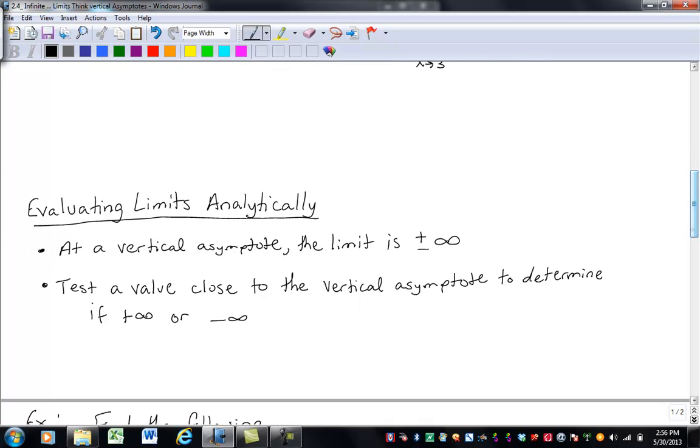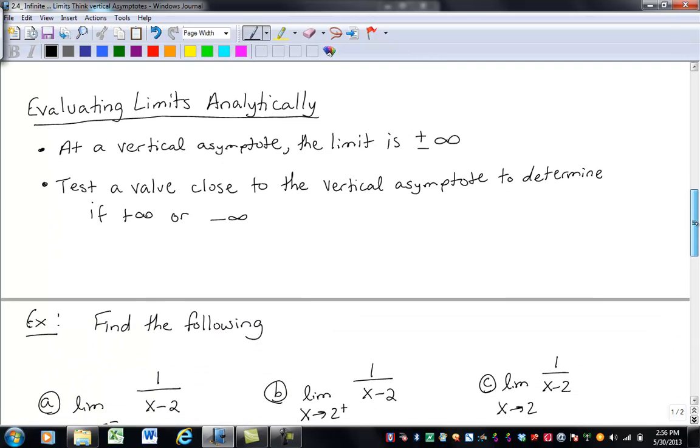You don't always have to do them with graphs. Sometimes you can evaluate them analytically. To evaluate these limits analytically, you identify where the vertical asymptotes are. And you know at a vertical asymptote, the y value goes to either plus or minus infinity. So all you have to do is figure out whether it's positive or negative really close to that vertical asymptote. If it's positive when you're close to that vertical asymptote, then it has to continue going to positive infinity. If the y value is negative when you're close to that vertical asymptote, then it has to go down to negative infinity. So we test a value really close to the asymptote to determine which infinity it is.